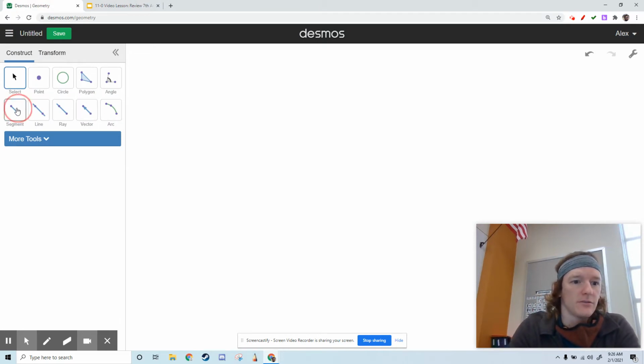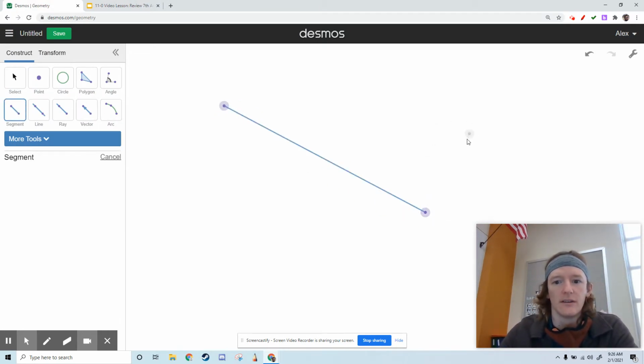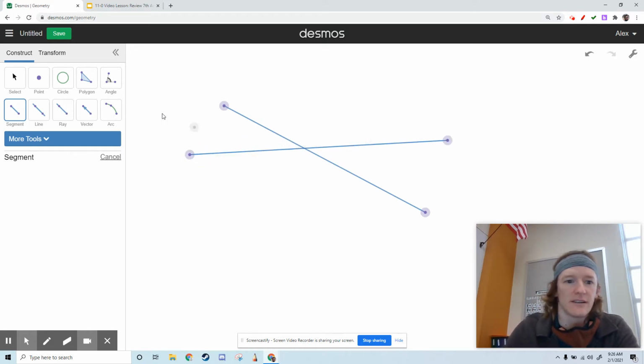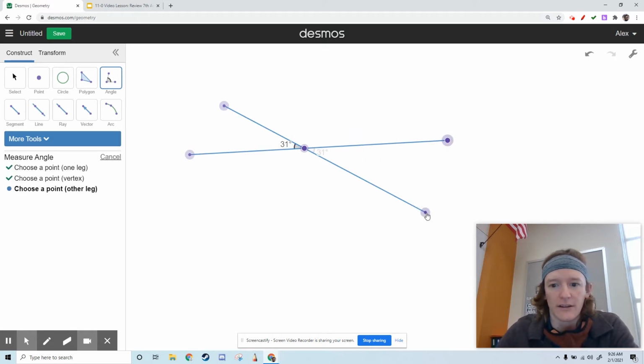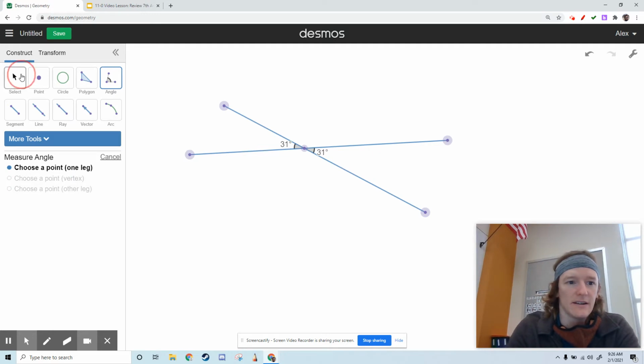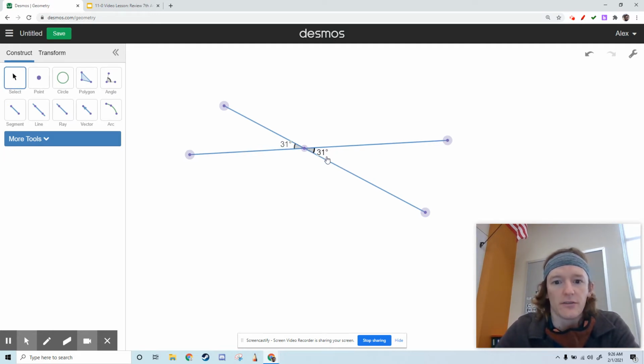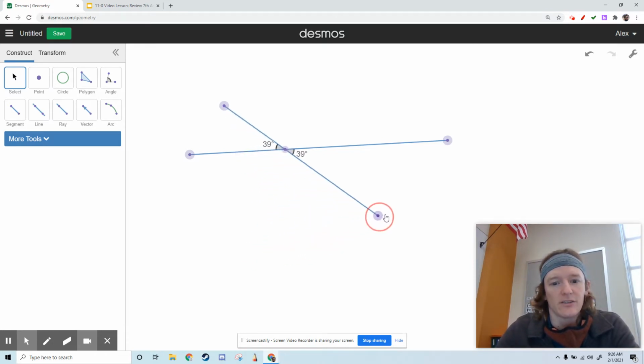So I'm going to go to my geometry tool, and I'm going to draw a couple line segments that intersect, and then I'm going to measure these angles. So the angle from here to here to here is 31 degrees, and its vertical angle is the one on the opposite side. Notice that that is also 31. The opposite side is its vertical angle. And notice what happens when I stretch this angle out. When I adjust one of them, the other one changes as well.